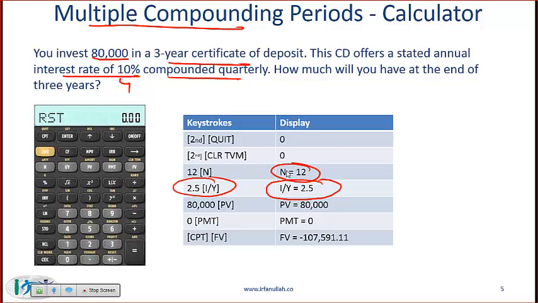Why is N 12? Because we have 3 years multiplied by 4 periods per year. The payment is 0 because nothing is happening in between, and you do your calculation and you get this number. One of the things that I want you to be good at is to have a rough sense for what is the correct answer. So if you get this answer, then this should look right to you because you have 80,000 compounding, increasing at about 10% per year, slightly more than 10%. So if you do 80,000 over 3 years, increasing 10%, 10%, 10%, about 107,000 seems right.